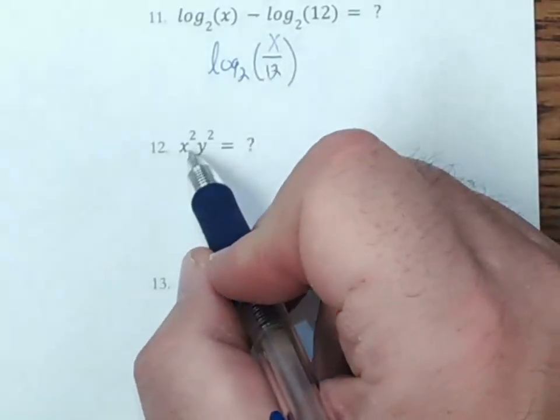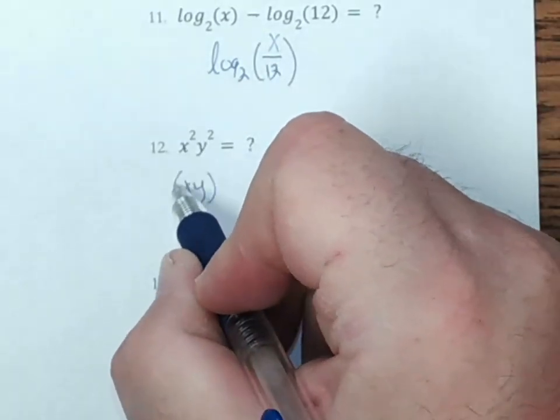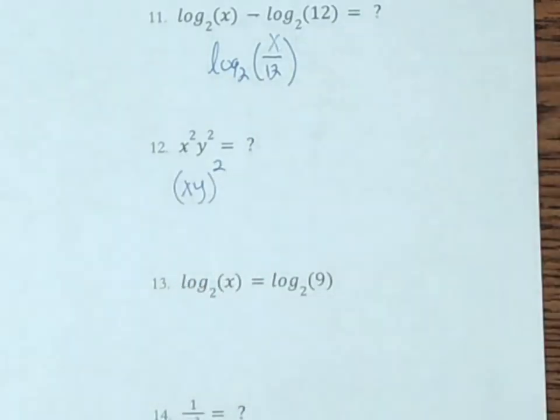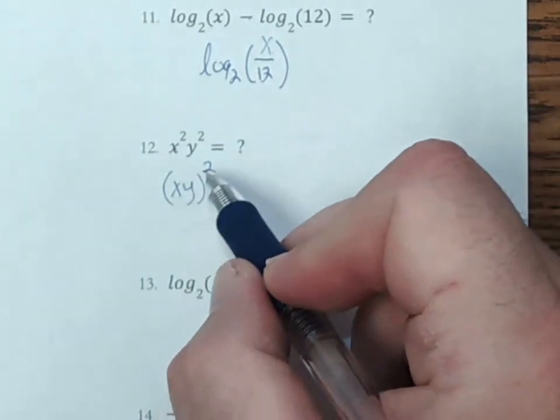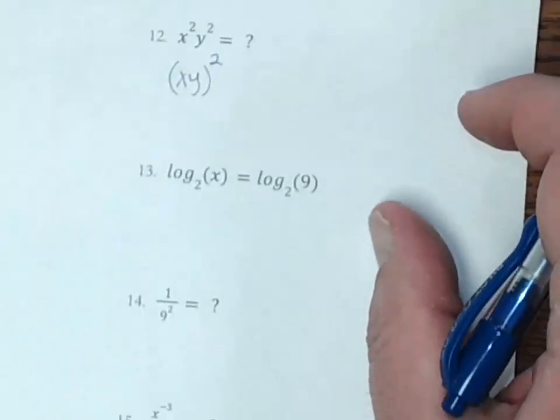Number 12, we've got an x squared and a y squared. Both of them are being raised to the square. So I'm just going to, if you will, factor it out. Really, remember I like to call that distributing when we talked about that rule. Each one gets one. Well, going the other way, it's kind of like factoring it out a little bit.